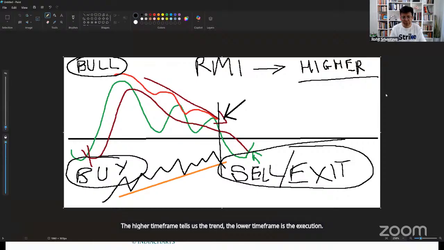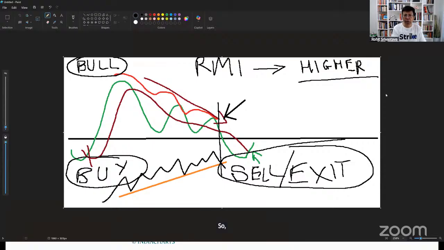Write this down, memorize it, probably print it on a piece of paper and put it in front of your computer. The higher time frame is the trend. The lower time frame is the execution. Let me repeat that. The higher time frame is the trend, the lower time frame is the execution.